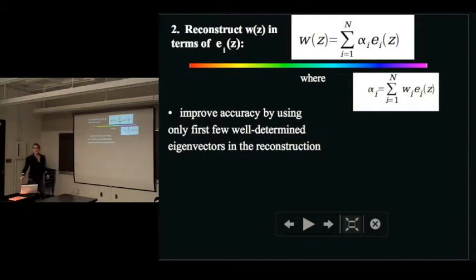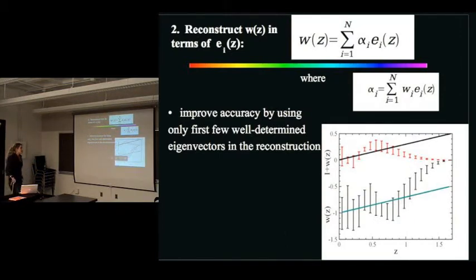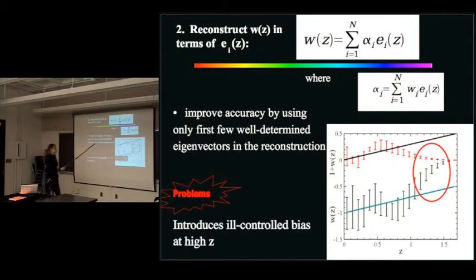You increase the accuracy by using only the first few well-determined modes, and you throw the very badly behaved modes away. So this is a reconstruction from their paper, and this is the original function, and this is their reconstruction. But as you can see, at high redshift you get very small error bars. What this is telling you is that you have very good information that the equation of state is tending towards zero at high redshift, when the actual case is that you have no information there. You've thrown your data away. So it does introduce ill-controlled bias at high redshift. How many modes are they putting in there? I think it's 4 or 5. I think it's about 5.